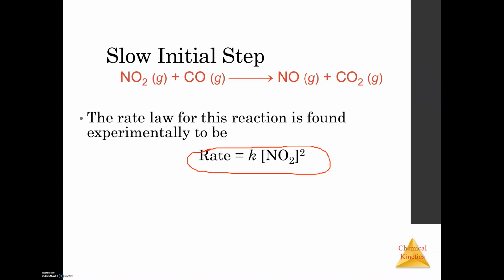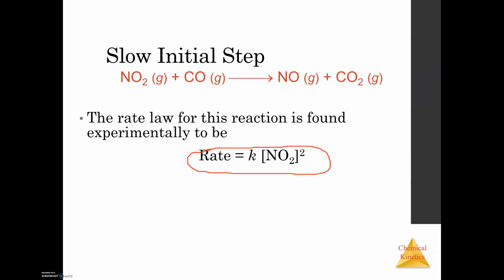So we look at this example here. This will be our first example that we study. The first says it's the slow initial step. So the reaction that we're studying is NO2 reacting with CO. It forms NO plus CO2.